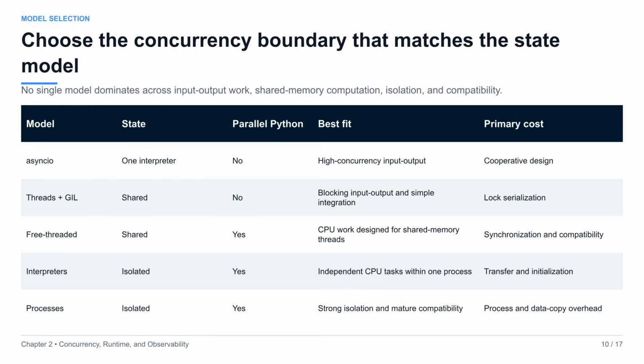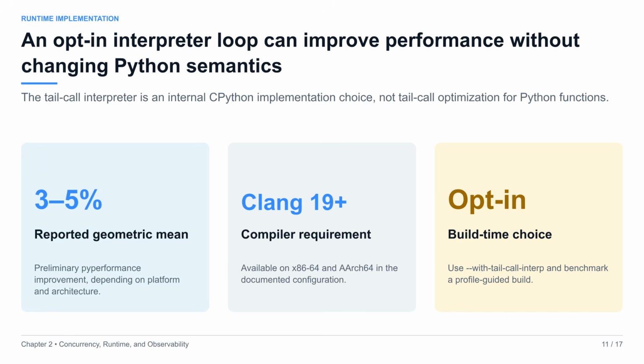Prototypes should measure realistic task size, cancellation behavior, failure isolation, startup, memory, and dependency compatibility. Python 3.14 includes an alternative bytecode interpreter that uses tail calls between small C functions implementing opcodes. On supported architectures with Clang 19 or newer, preliminary PyPerformance results show a geometric mean improvement of roughly 3 to 5%. This is an internal implementation strategy and does not add tail call optimization to Python functions.